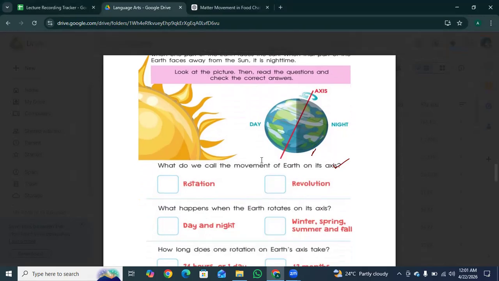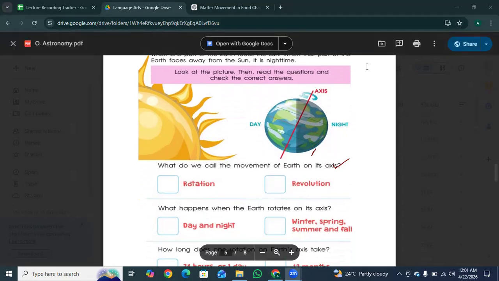Here we have some questions and you have to answer them. What do we call the movement of Earth on its axis? Yes, the correct answer is rotation. Remember, rotation is for spinning, which gives day and night, while revolution is for traveling around the sun.